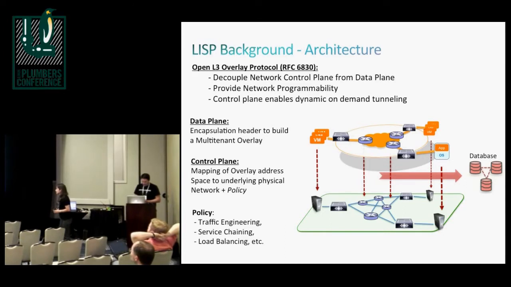The control plane, in its most basic form, stores a mapping of the overlay addresses, or the virtual space, to the underlying physical network. Within that mapping, you can also include some forwarding policy as well. Examples of forwarding policy are traffic engineering, service chaining, which is what we talked about briefly today, load balancing, and so on. So can we go to the next slide?